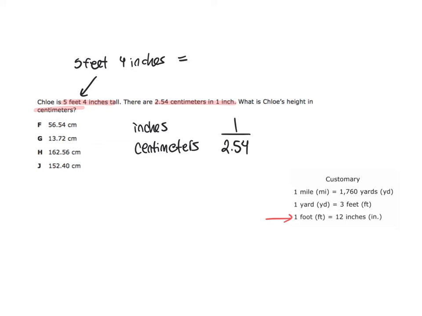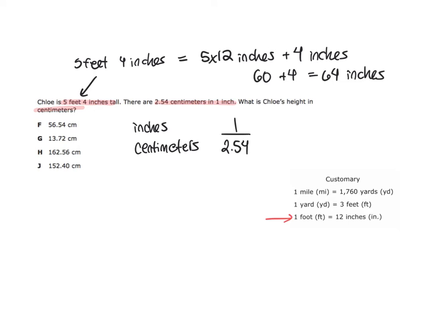So that means I can rewrite this. Let's see, 5 feet is actually going to be 5 times 12 inches, since each foot has 12 inches, plus the 4 inches. 5 times 12 is 60. And 60 plus 4 is 64. So she's 64 inches tall. Now we're ready to use our proportion. 1 over 2.54 is going to equal 64 over x.